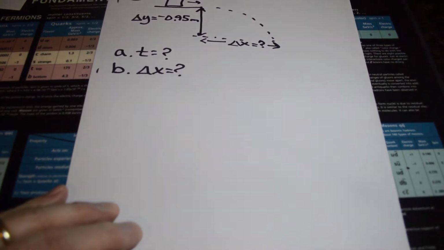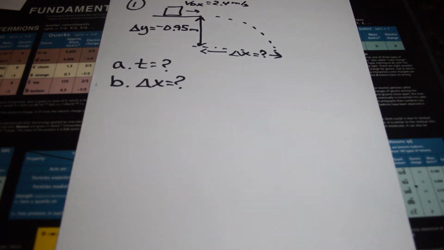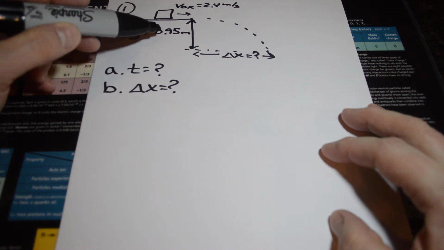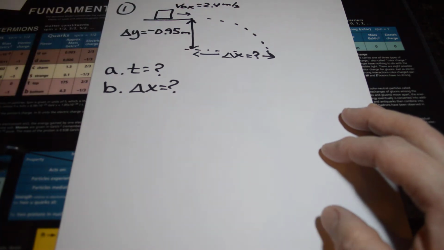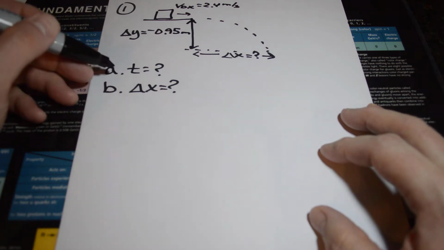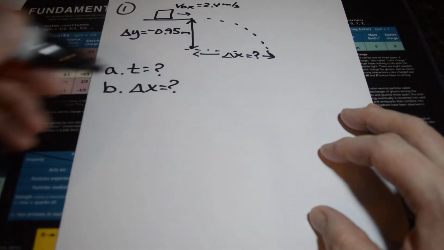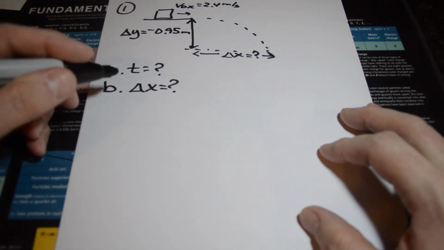This problem, as you can see, starts with an object that's shot horizontally, a box flying off a table that has a height of 0.95 meters. Velocity in the x direction is 2.4 meters per second. And you want to find out what is the time in the air, as well as how far it goes horizontally, what is the range. So pause and then try it.